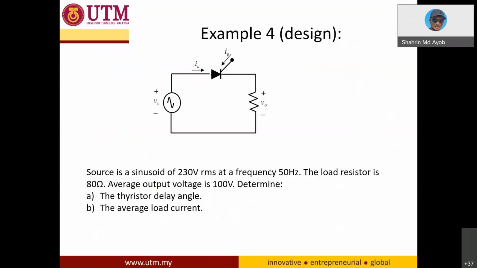So example 4, which is a design, meaning that it is a reverse. Right now, the source is given as 230 volt RMS. Highlight this one, this is RMS, so your Vm is 230 volt multiplied with square root 2. Then the load resistor is 80 ohm, and it gives you the V out average, which is 100 volt.